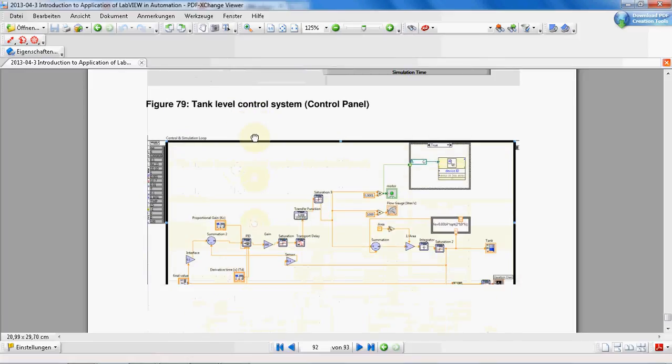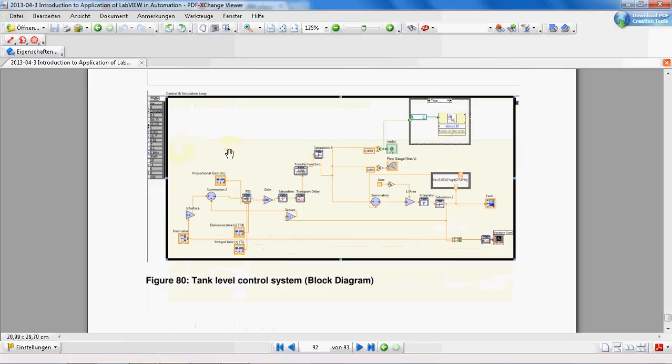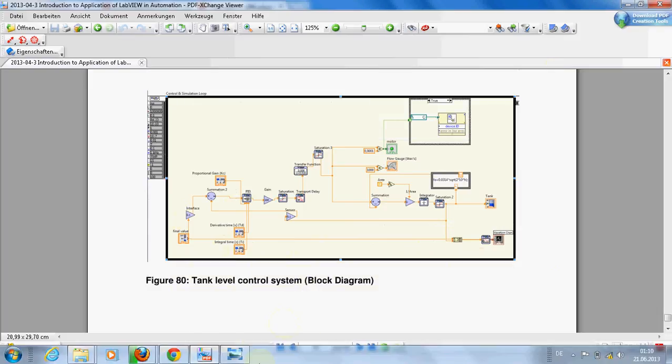I think it's hard to understand what is done in this program just using this picture. Therefore, we are going to make this program step by step. I just have to make a pause and I will continue.